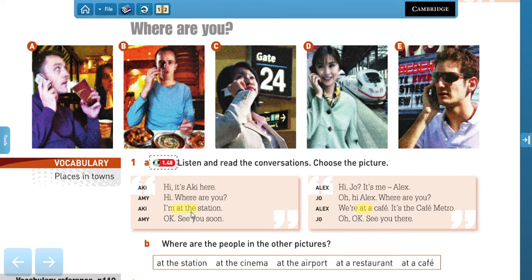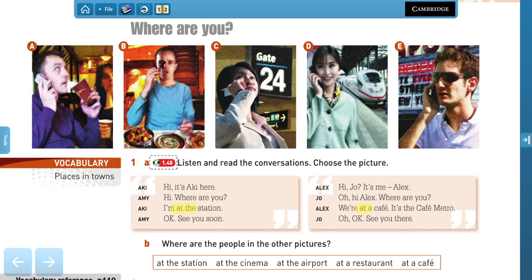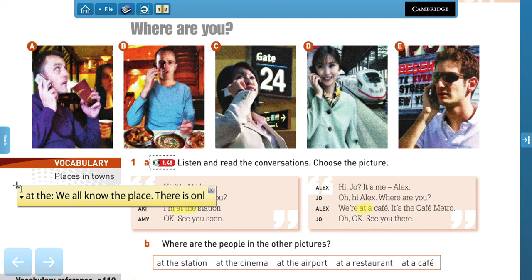Is when we talk about specific places. So, when we use the word "the", for example, I am at the hospital, I am at the station, I am at the airport, it's because we all know the place, right? The specific place, or because there is only one in town.